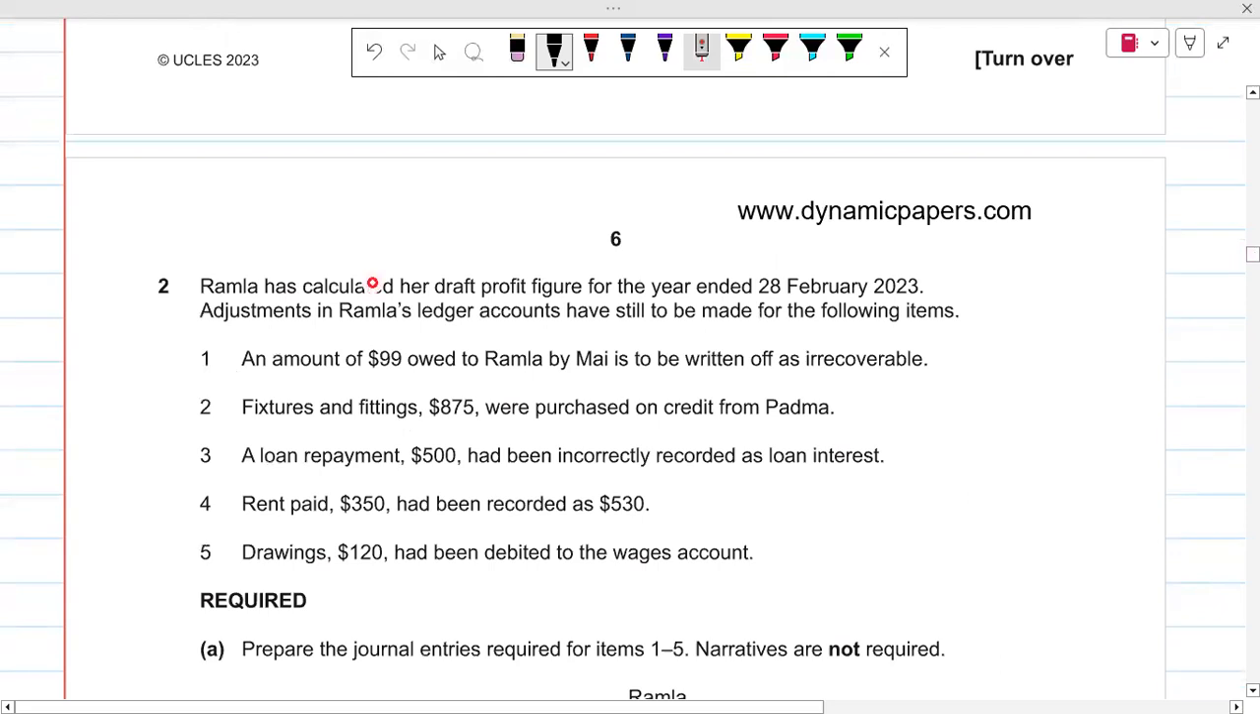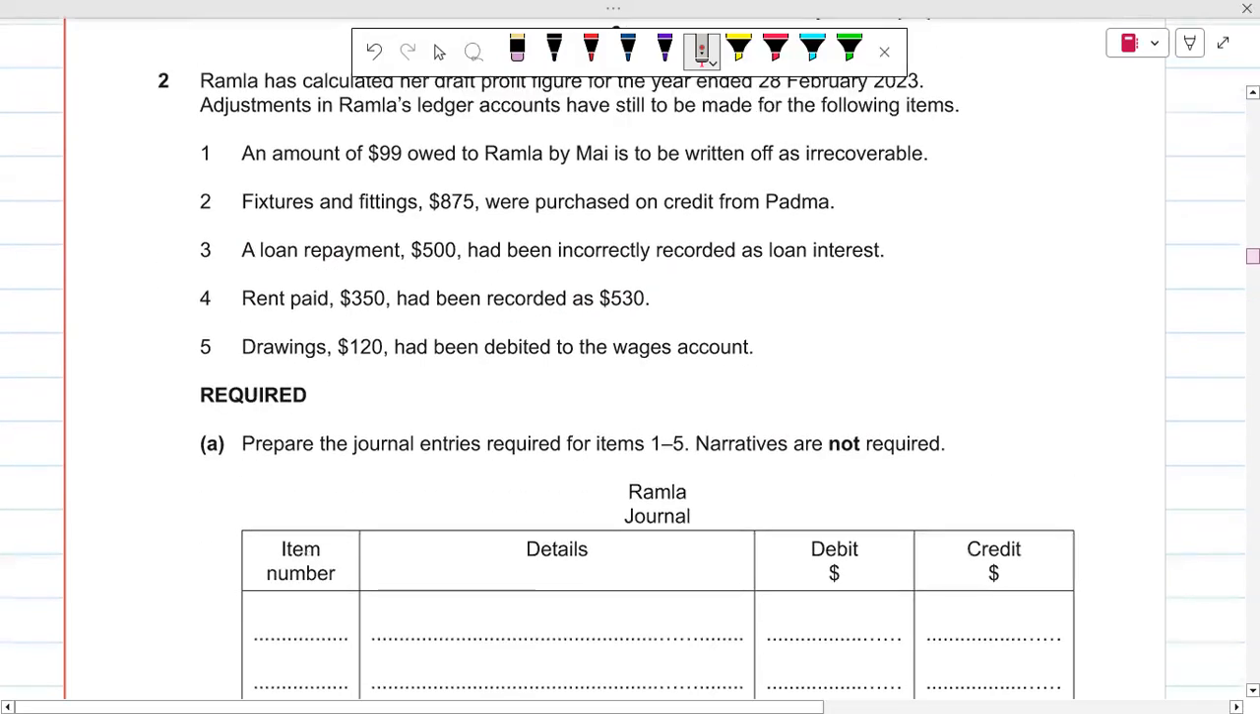So in question number two, Ramla has calculated her draft profit. So it means that there are some changes which we have to record, because this is your draft profit. It is not your final and accurate profit. Ramla has calculated her draft profit figure for the year ended 28 Feb 2023. Adjustments in Ramla's ledger accounts have still to be made for the following items. Okay, so let's read the adjustments.